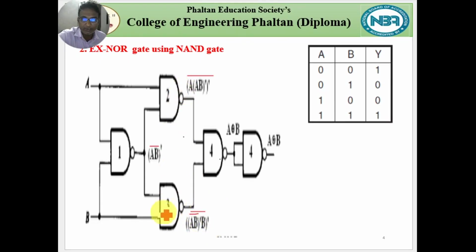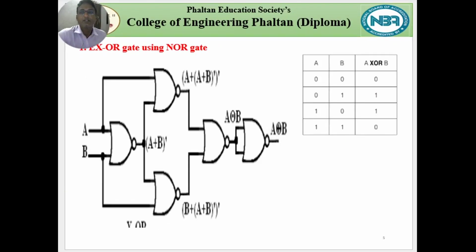Now this second and third NAND gates' output is given to the fourth NAND gate, we get A XOR B. Again we combine both inputs and give them to a NAND gate, we get (A plus B) bar, totally bar, that is equal to A XNOR B. So we get the equation of the XNOR gate. We can verify the truth table: if input is 0 0, output is 1; if input is 0 1, output is 0; if input is 1 0, output is 0; if input is 1 1, then output is 1.